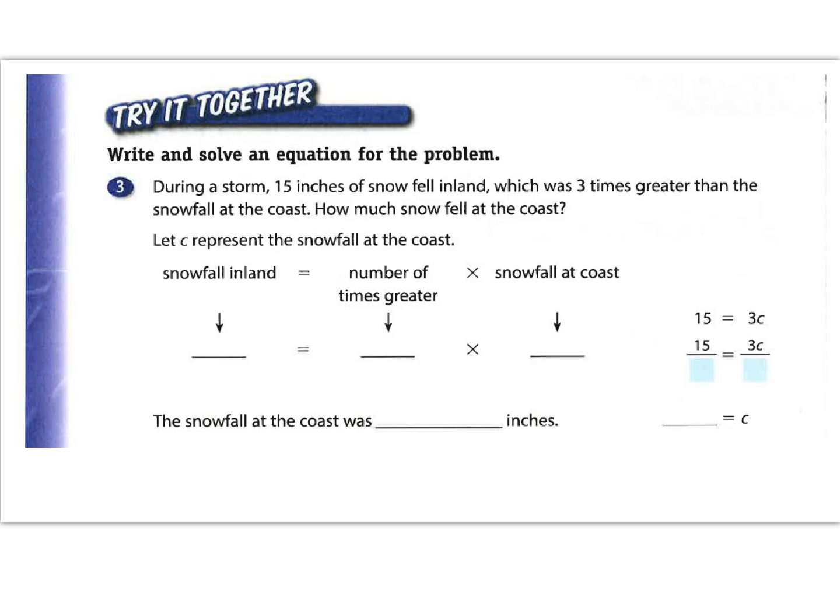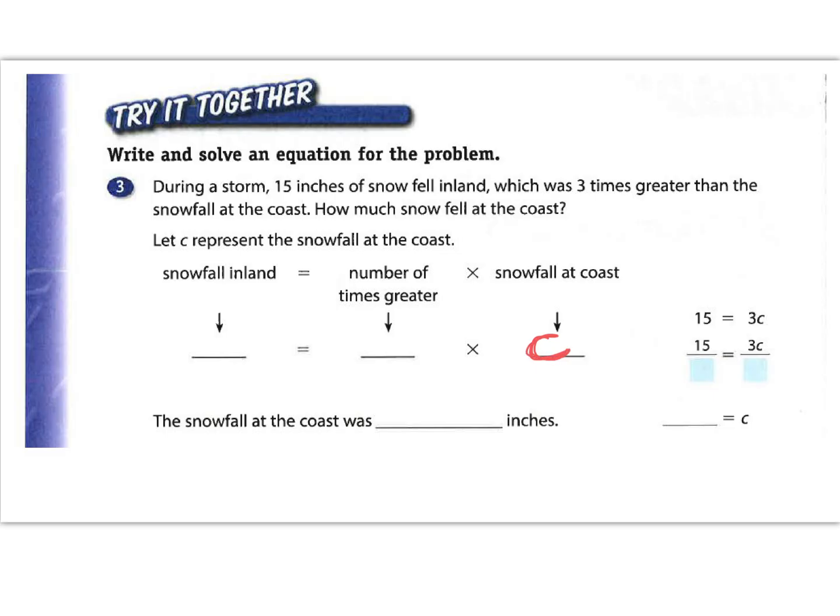Okay, we're going to work together. Write and solve an equation for the problem. During a storm, 15 inches of snow fell inland, which was 3 times greater than the snowfall at the coast. How much snow fell at the coast? Let C represent the snowfall at the coast. Okay, so snowfall at the coast is C. So we're going to go down here and we're going to put C here because that was the last thing we read that was on my mind.